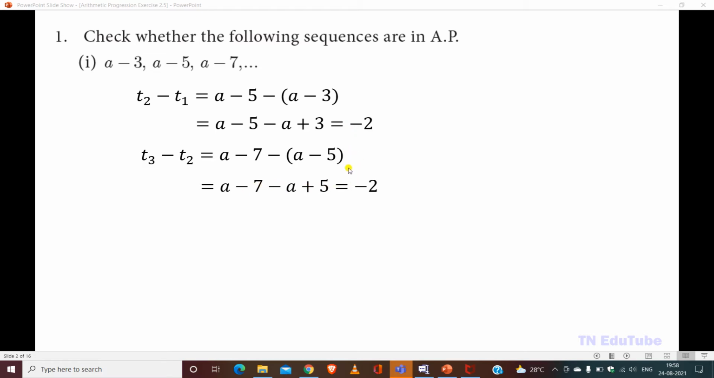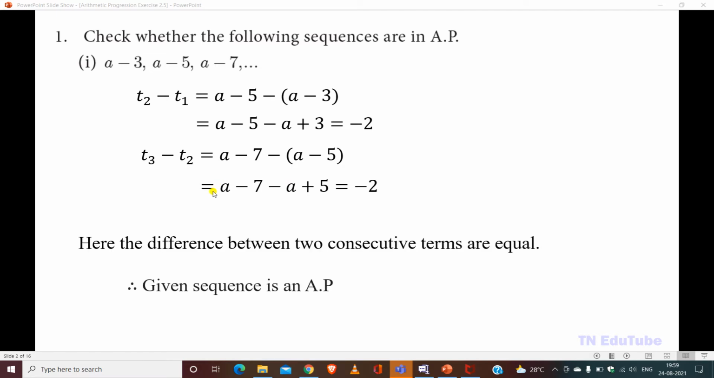In both cases, the difference is minus 2. So the common difference is minus 2. Therefore, the given sequence is an AP. The difference between two consecutive terms is equal. Therefore, the given sequence is an AP.